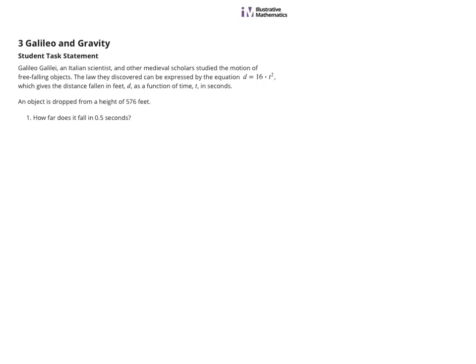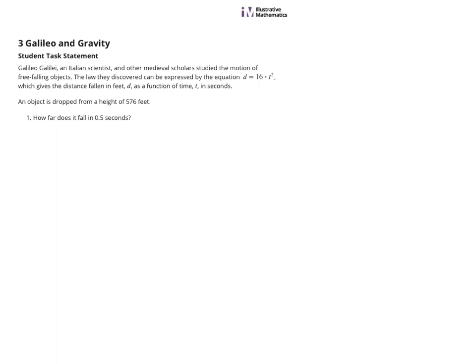So Galileo Galilei, an Italian scientist, and other medieval scholars studied the motion of free-falling objects. The law they discovered can be expressed by the equation d equals 16t squared. Hey, you guys discovered something that Galileo discovered. That gives the distance fallen in feet as a function of time in seconds. So an object is dropped from a height of 576 feet. How far does it fall in 0.5 seconds?